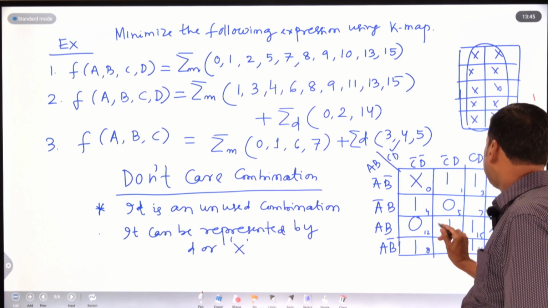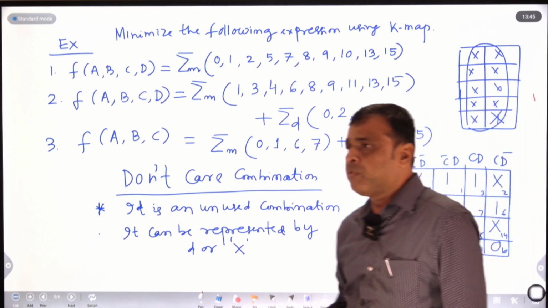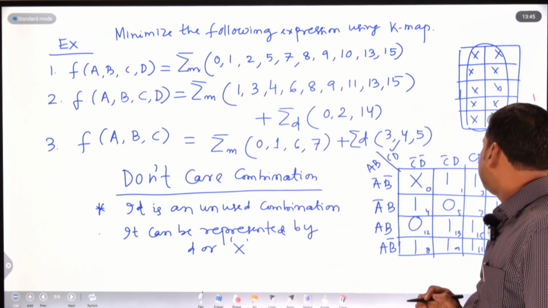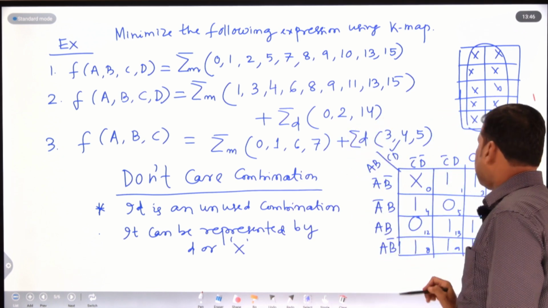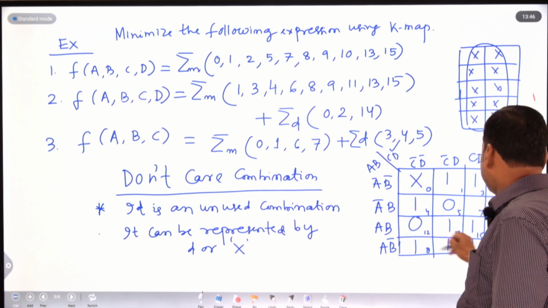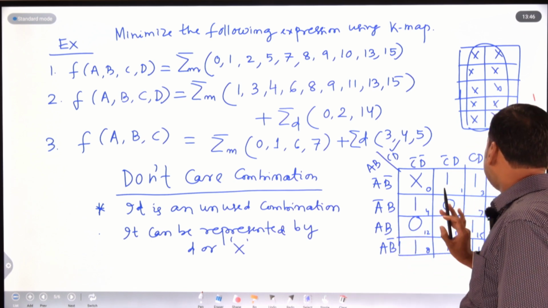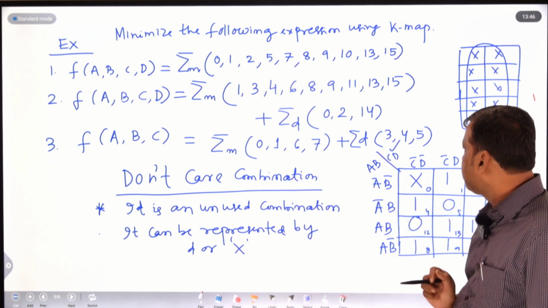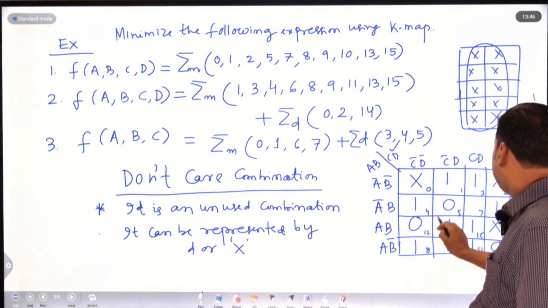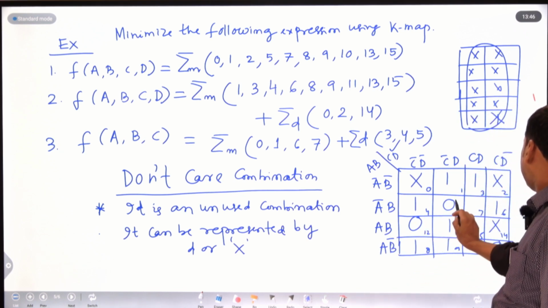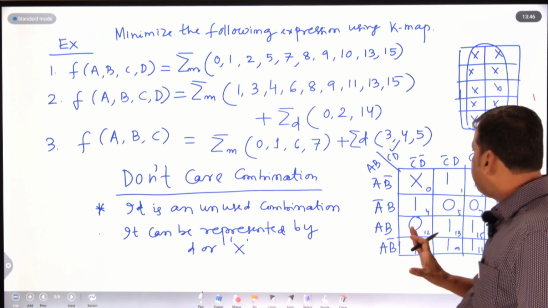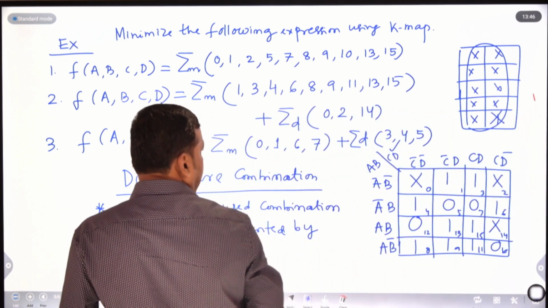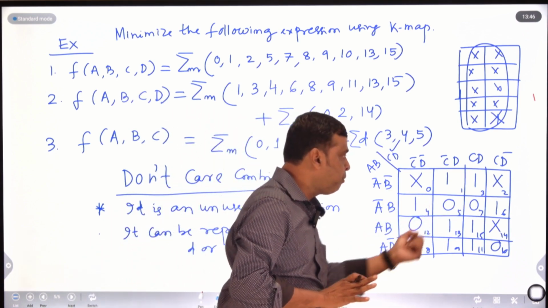First of all, you count. If by chance you miss one min term, your problem will be totally wrong. So 9 min terms and 3 don't cares. 9 plus 3, 12. Total out of 16 squares, 12 squares are engaged with min terms and don't cares, and the remaining 4 are 0. Okay, so you perfectly placed the min terms and don't cares, and in the remaining squares we can put the 0.